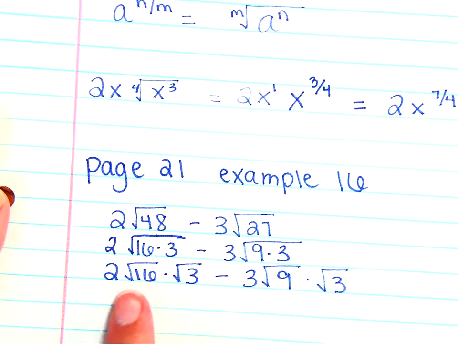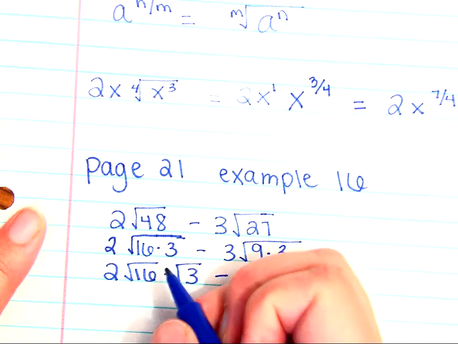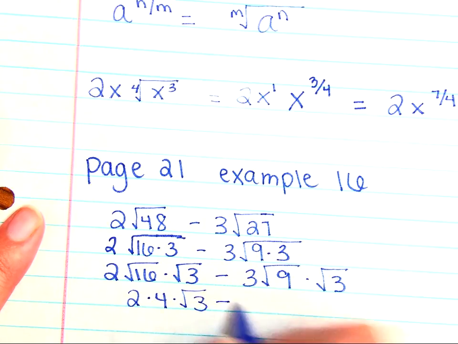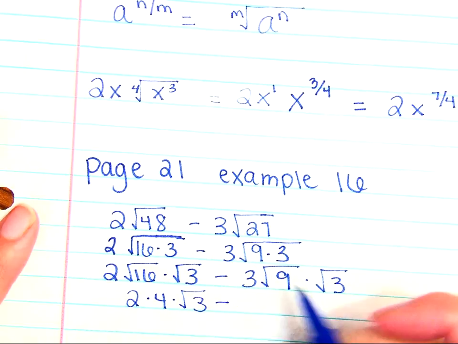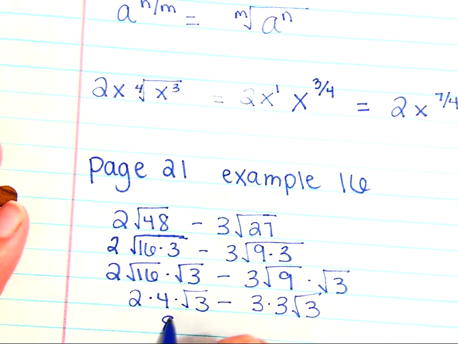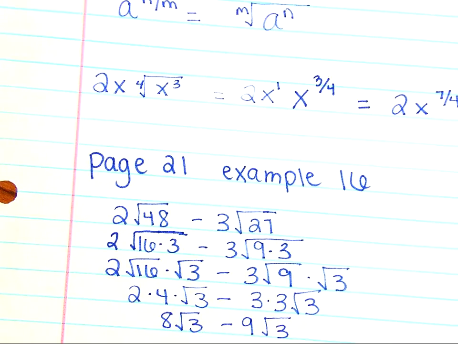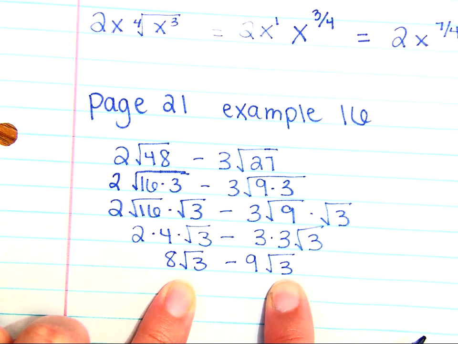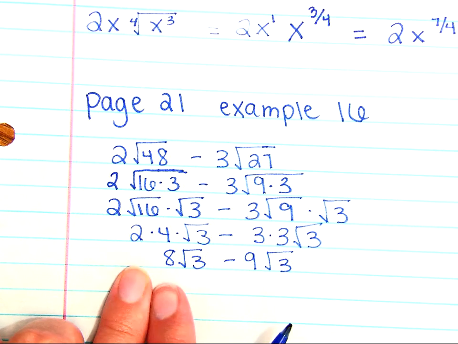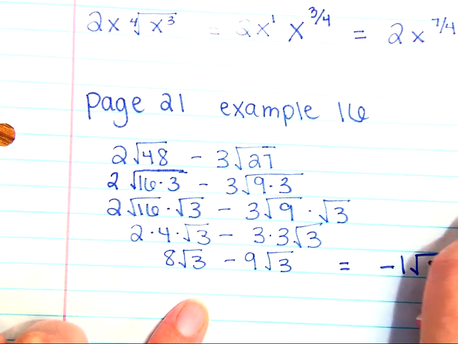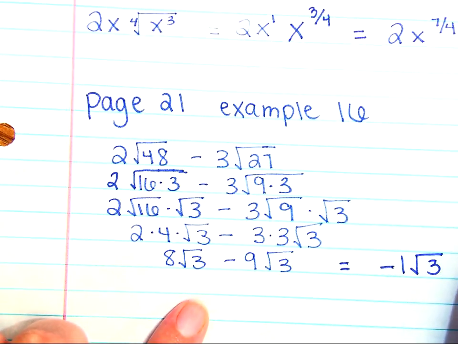Okay? And then here, what's the square root of 16? Well, that's 4. So I've got 2 times 4 times the square root of 3 minus 3 times the square root of 9, which is also 3, times the square root of 3. So I have 8 square roots of 3 minus 9 square roots of 3. And now that those numbers underneath the radical are the same, I can actually perform this operation of subtraction. So 8 square roots of 3 minus 9 square roots of 3 would be negative 1 square root of 3, or you could just say negative square root of 3.